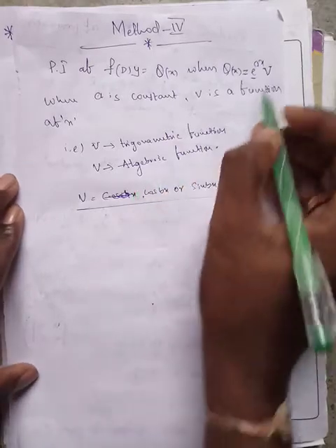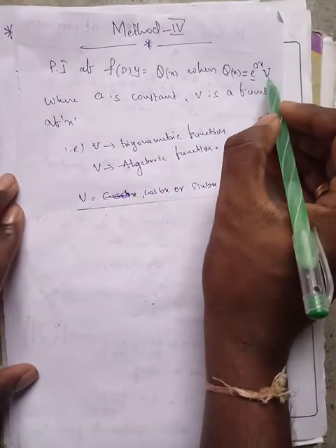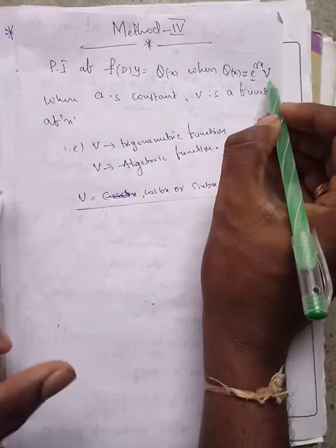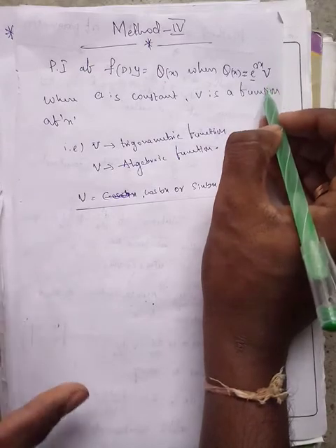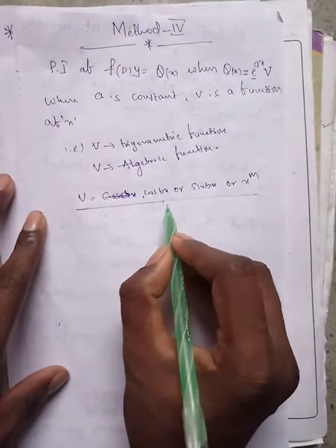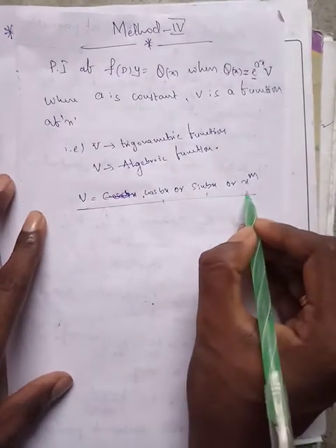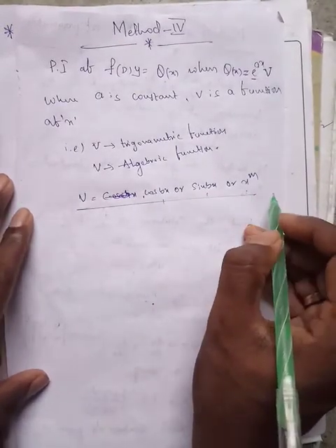We have a choice for v. Choice means v is either a trigonometric function or an algebraic function. Trigonometric function means we should get cos bx or sin bx. If it is an algebraic function we get x power m.